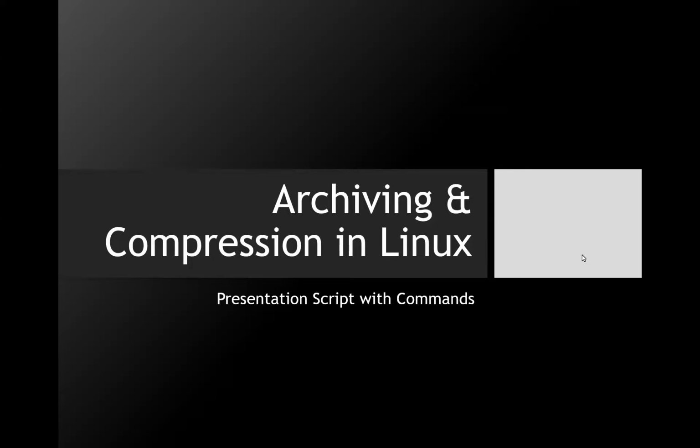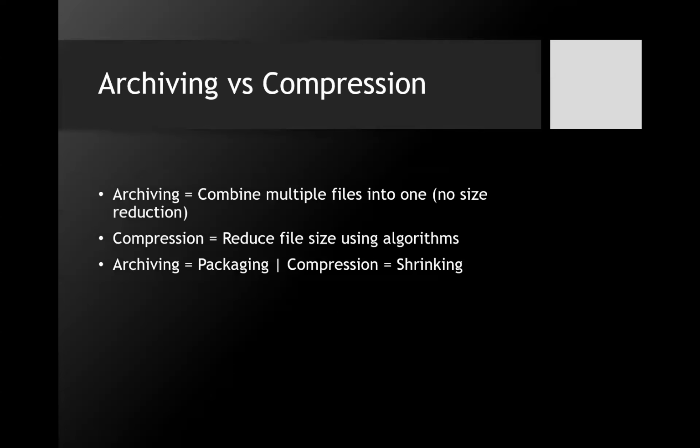Archiving means combining multiple files into a single file. It doesn't reduce the file size, but it makes storage and file transfer easier. Compression means reducing the file size using algorithms. It saves disk space and speeds up file transfer.